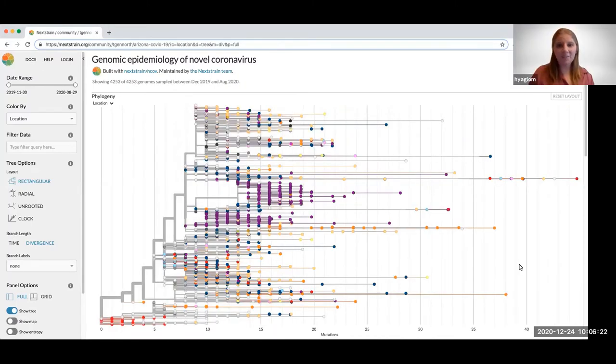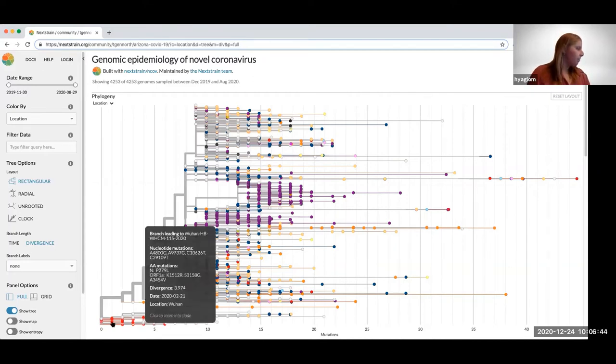In some areas of the tree, we see a limited number of introductions into these counties, the yellow, blue, and orange sections, followed by community transmission. In the lower portion of the tree, where there are multiple colors, it's more likely that multiple introductions occurred, mostly via domestic travel. Lastly, at the very bottom of the tree, you can see samples from Wuhan, China, highlighted in red.